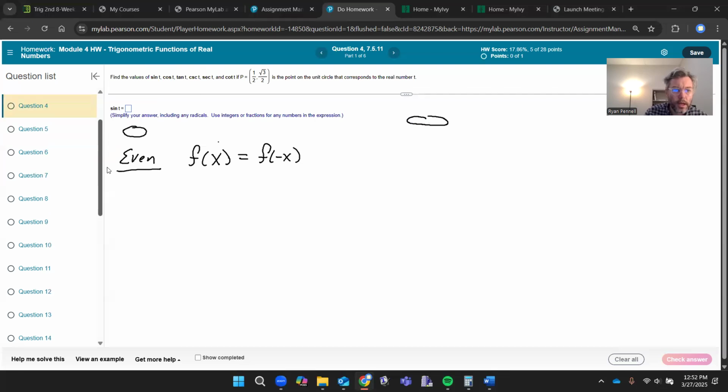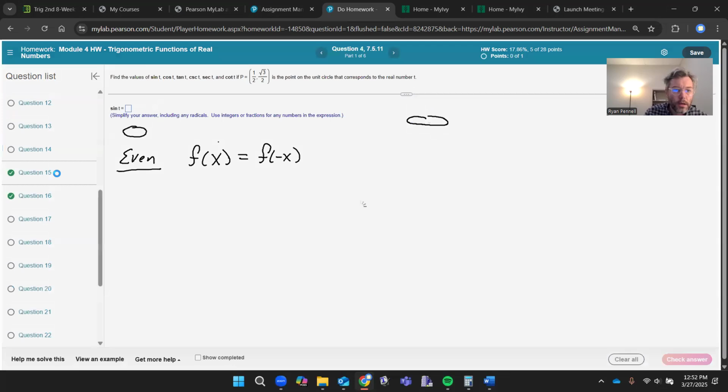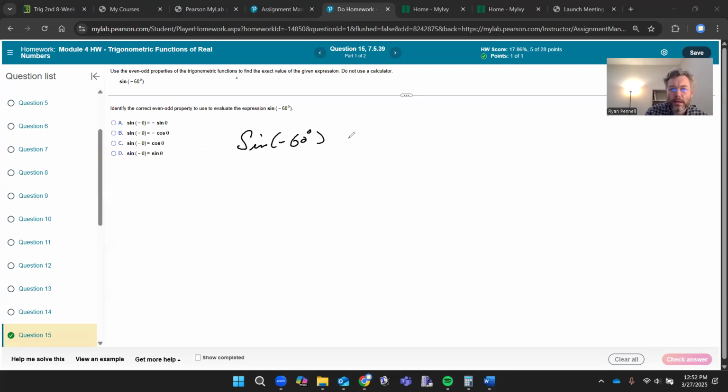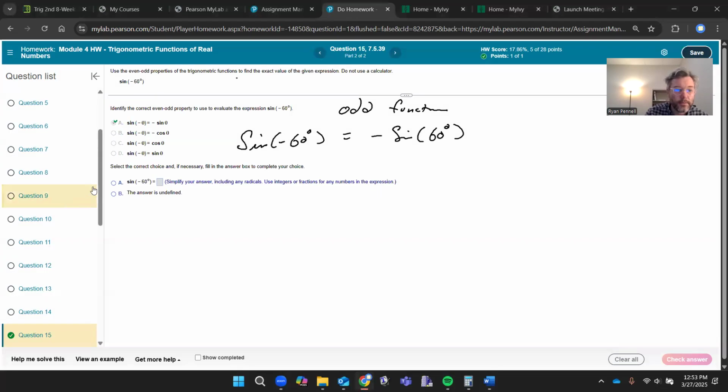We did something like this in class. In fact, we did that exact one. And then this one, we didn't really talk about it in this way. So the sine, actually, we might have talked about this in class, but this would be negative sine of 60 degrees because it's an odd function. Okay, so I think that's a choice here. It looks like it's choice A, so let's just choose that and see what it says. And it says well done, so that's a good sign.